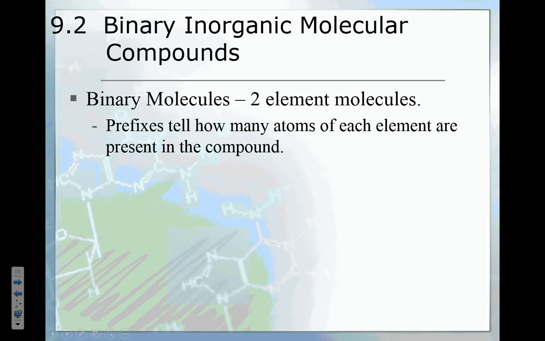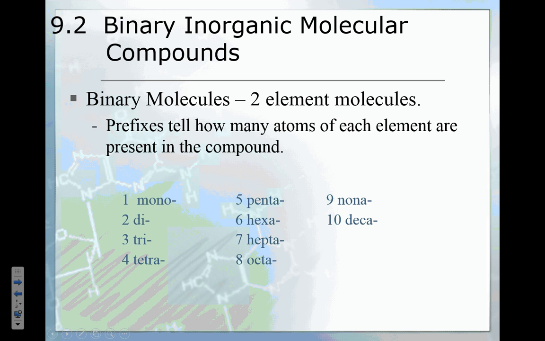So we never had to tell anybody in an ionic compound how many cations and anions we had. The formula was dictated by the charges present. Well, there are no charges in molecules to dictate what it's going to be. So you flat out have to tell somebody using prefixes.